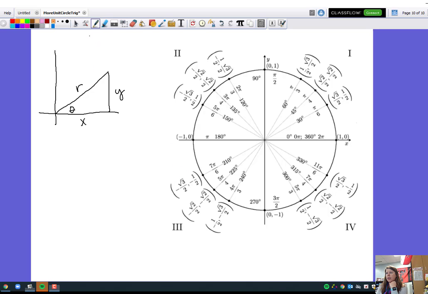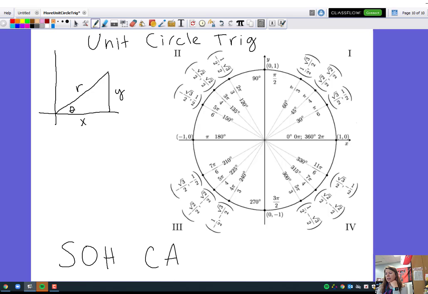So today we're going to learn about unit circle trig. You just spent time looking at right triangle trig, where you were using sine and cosine and tangent. If you remember, sine is opposite over hypotenuse, cosine is adjacent over hypotenuse, and tangent is opposite over adjacent. Today we're going to use these same ideas, but we're going to talk about it in a little bit different way.